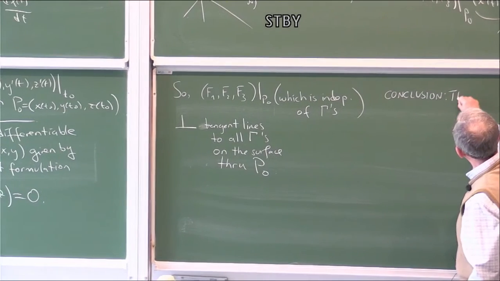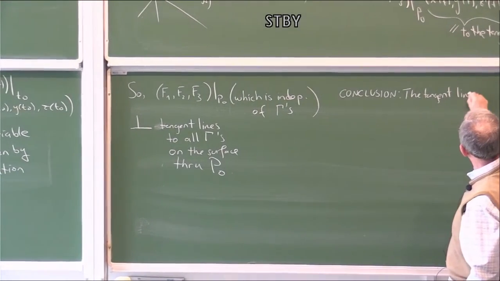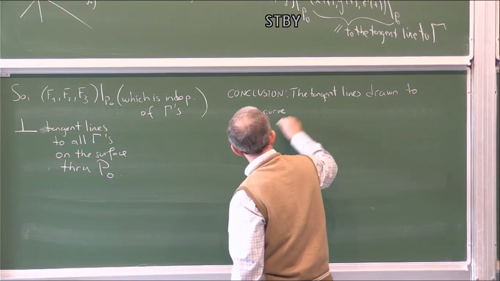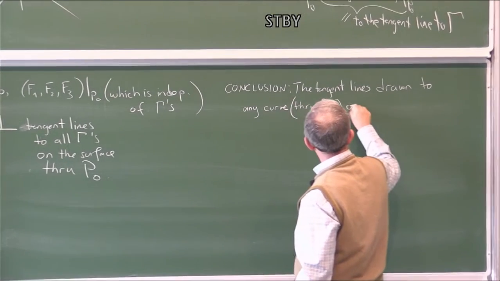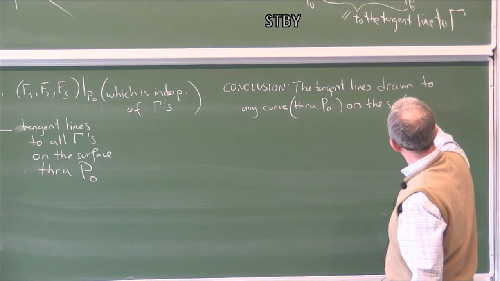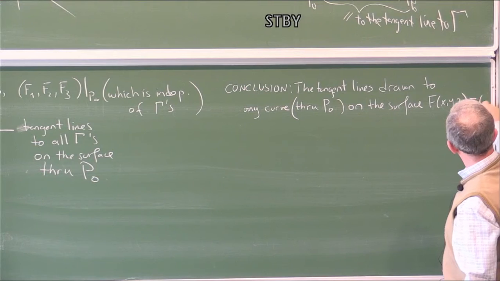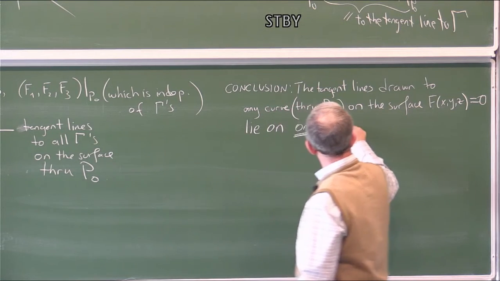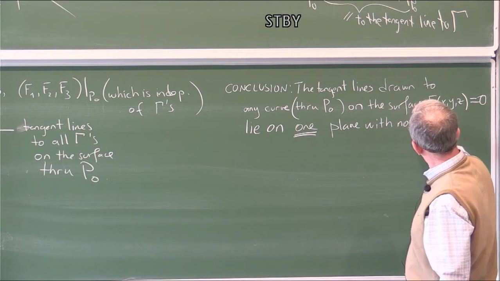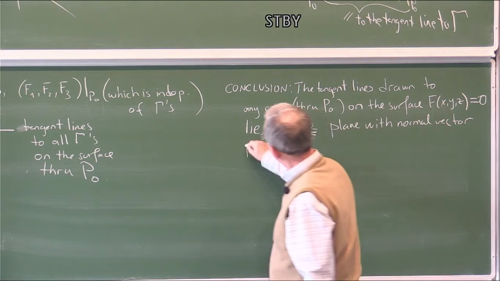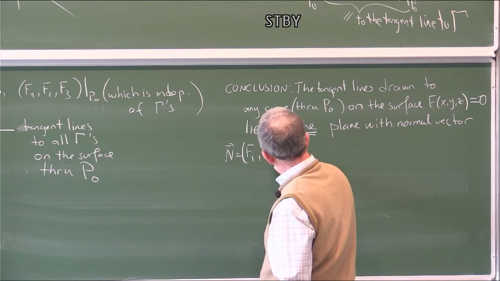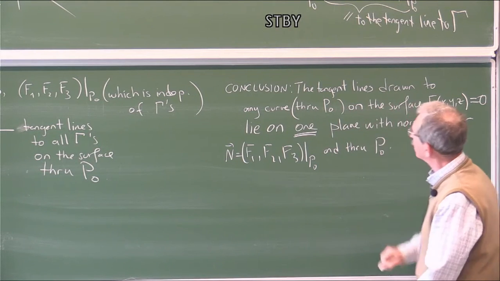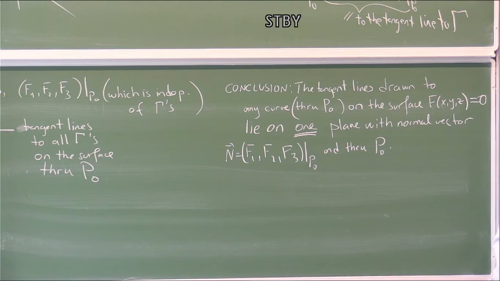The tangent lines drawn to any curve through P0 on the surface lie on one plane with normal vector F1, F2, F3, and passing through P0. Now, this plane is called the tangent plane.